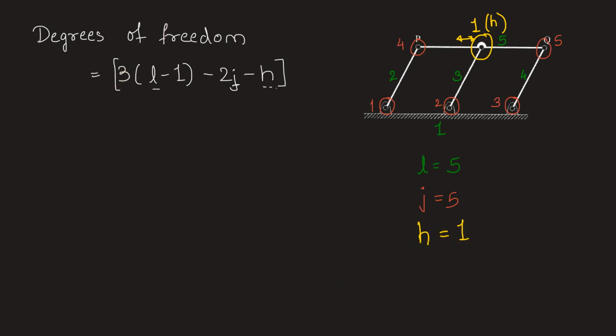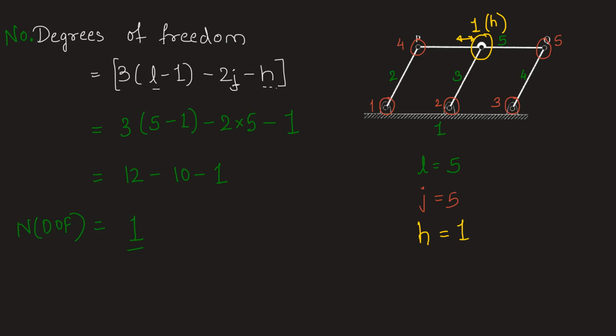Let's substitute and find out the degrees of freedom. We have 3 into (number of links 5 minus 1) minus 2 into number of binary joints 5 minus number of higher pairs, 1. So this becomes 5 minus 1, 4 into 3, 12, minus 5 into 2, 10, minus 1. 12 minus 10, 2, minus 1, 1. So we have 1 degree of freedom in the system.